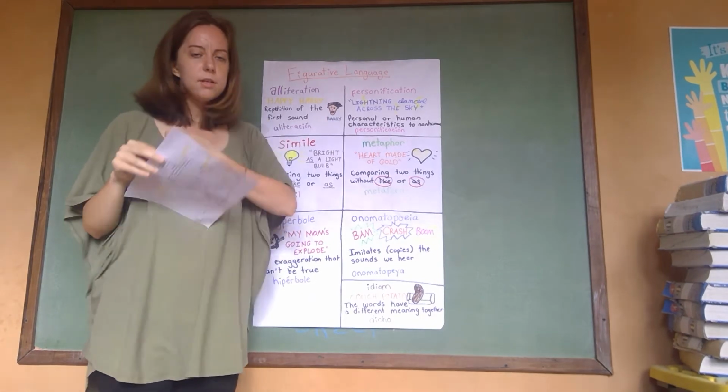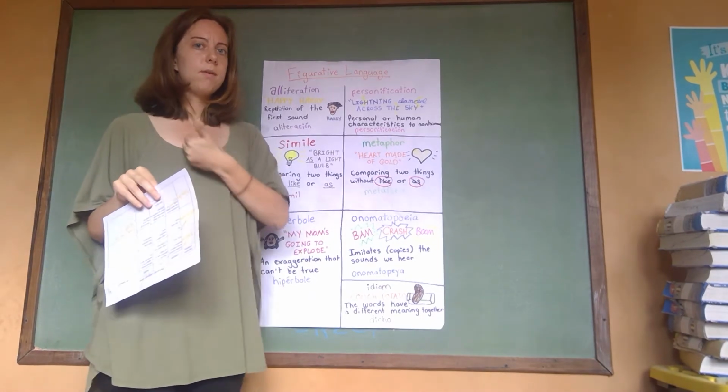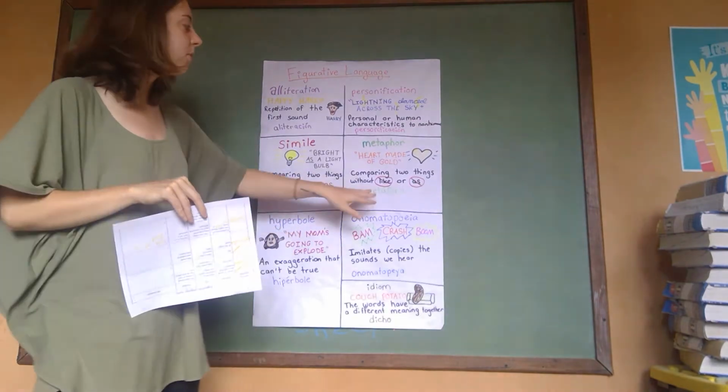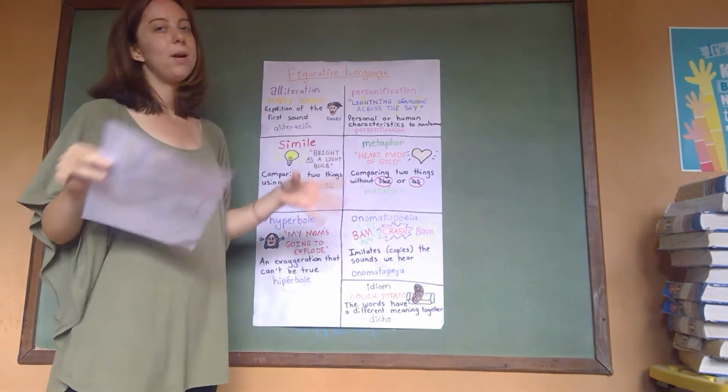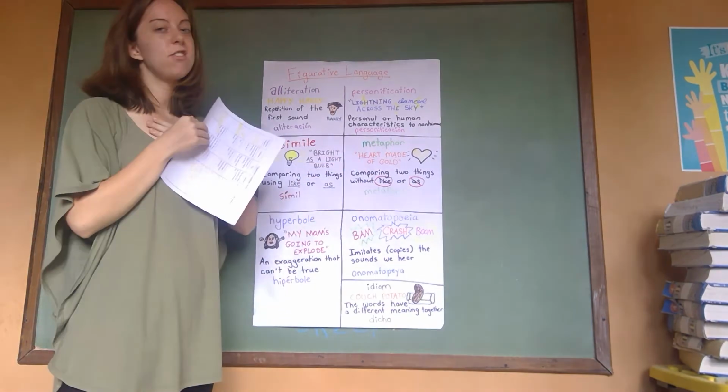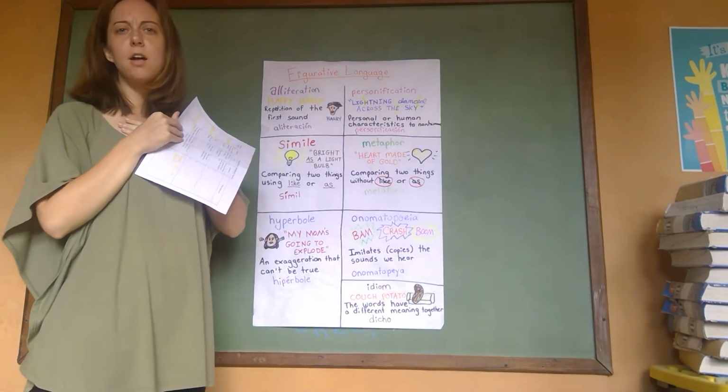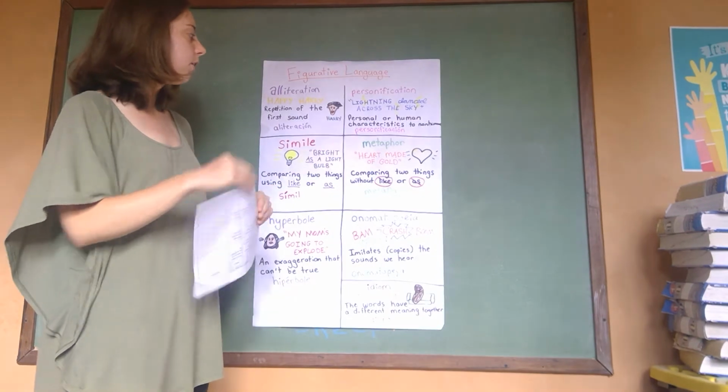Now, is their heart inside their body made of gold? No, right? The words together, kind of like an idiom, have a different meaning than what is actually said. So here what they're saying is your heart is really beautiful. You have a kind heart. Your heart is made of gold.